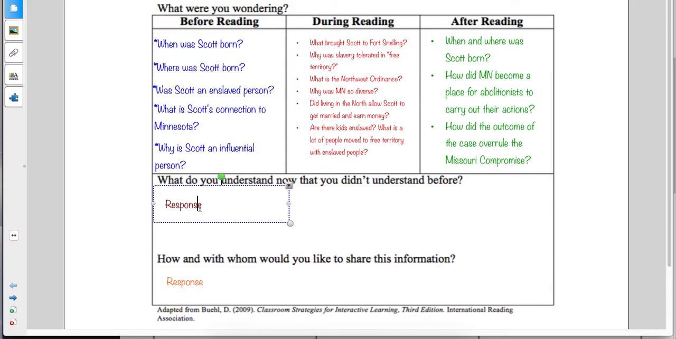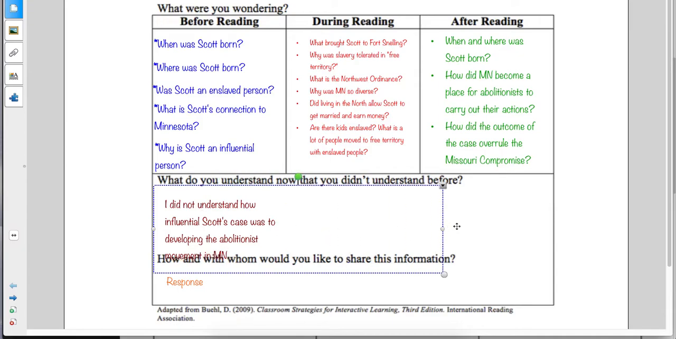So then down here is, what do you understand now that you didn't understand before? I did not understand how influential Scott's case was to developing the abolitionist movement in MN, or in Minnesota.